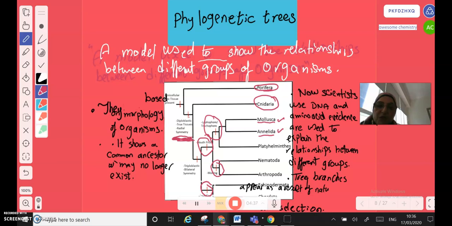But what you should know is that phylogenetic trees depended mainly on the morphology of the living organism. It didn't depend basically on the embryonic structure or chemical structure.